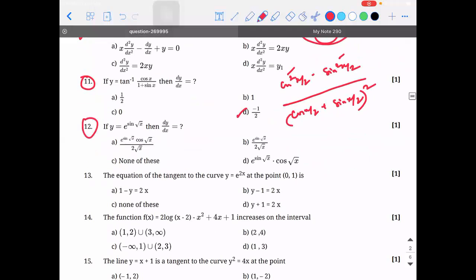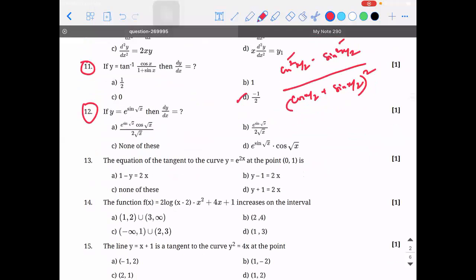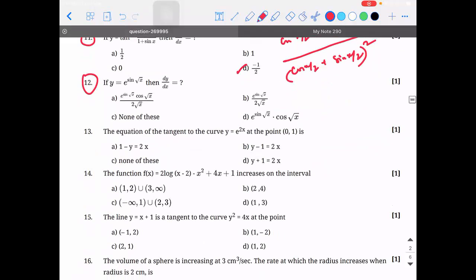So the 12th one, it's chain rule. I hope you guys can do it. Similarly, the 13th one is applications of derivative. The equation of tangent to the curve y is equal to e power 2x at point 0, 1. So differentiate it and write the equation. y dash is how much? 2 e power 2x. So y dash at 0 is 2. So slope is 2.